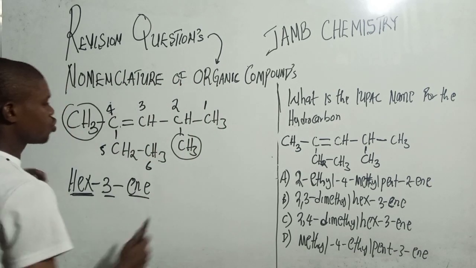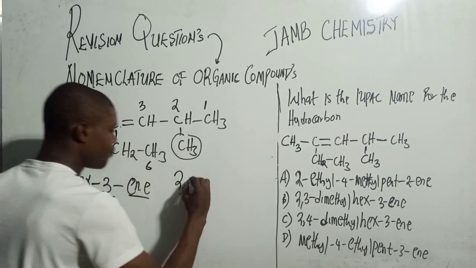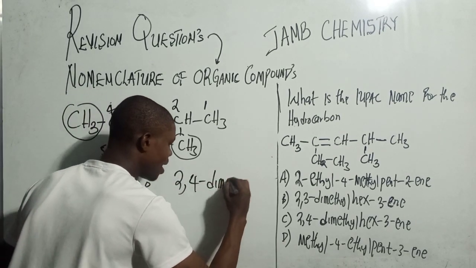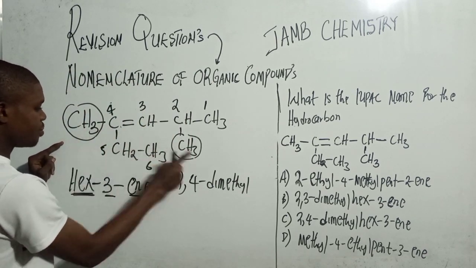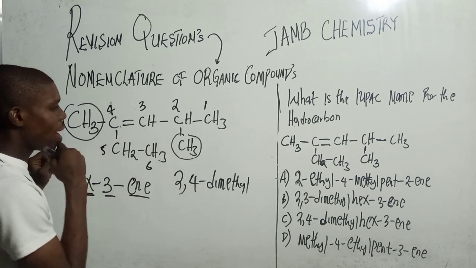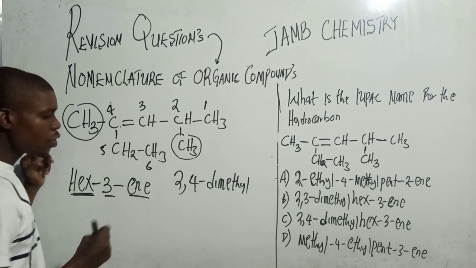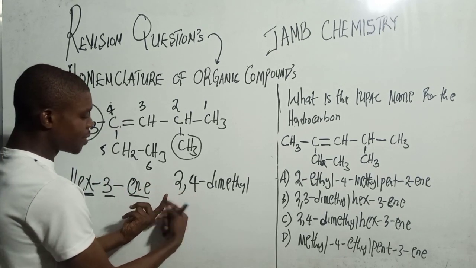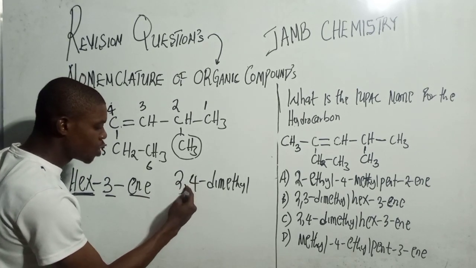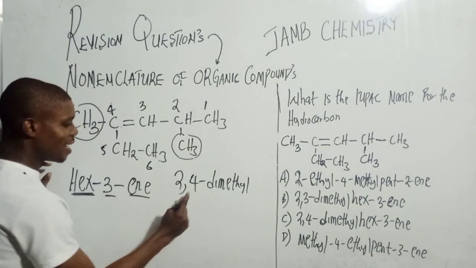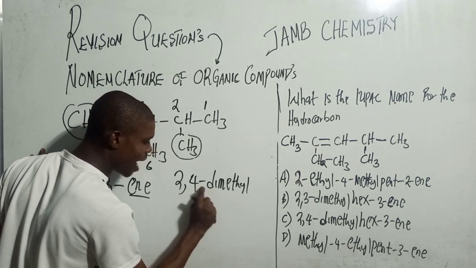Now, here I have two substituents. So it's going to be 2,4-dimethyl. The reason it's like that is that we have two of the same substituent, methyl and methyl. One is on carbon 2, one is on carbon 4. So you must bring them together. So it's going to be 2,4. You separate number and number with a comma, then number and alphabet with a hyphen.